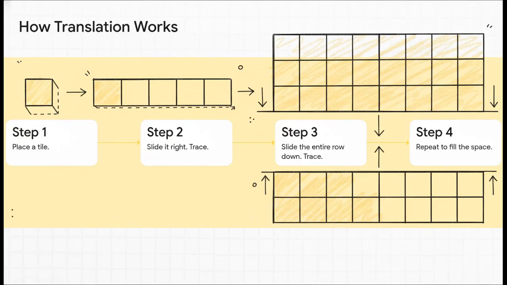You put down a tile, you slide it to the right, trace it. Slide it again. Once you've got a row, you grab that whole thing and just slide it down. You just keep repeating that and boom, you've covered a whole surface. All the tiles are pointing in the exact same direction.